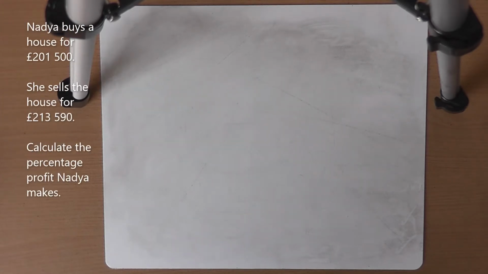So before we look at this idea of percentage profit, let's just think about this idea of profit, just what that actually is. So profit is the amount of money you make on top of what you sell something for once you've covered your original costs, i.e. it's the extra that you make when you sell something.